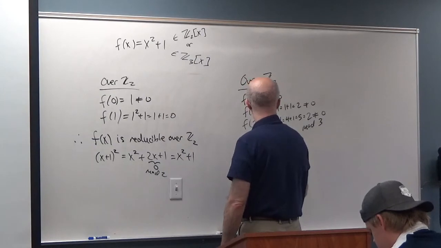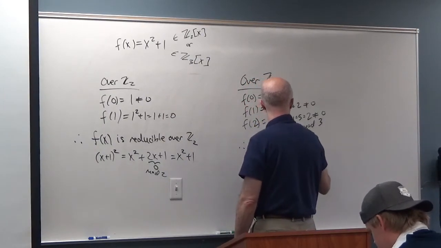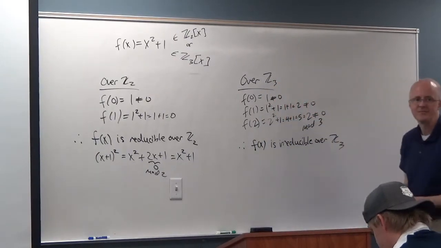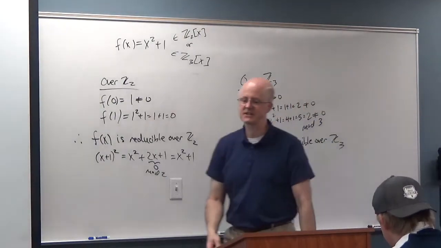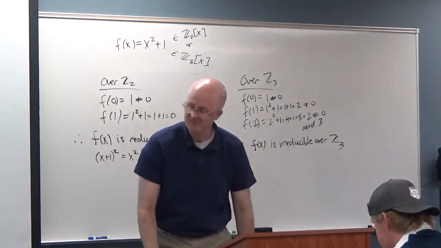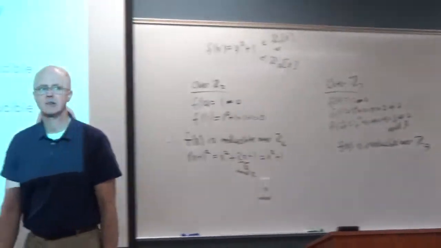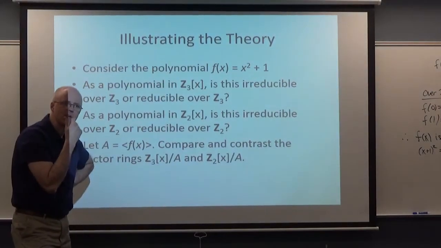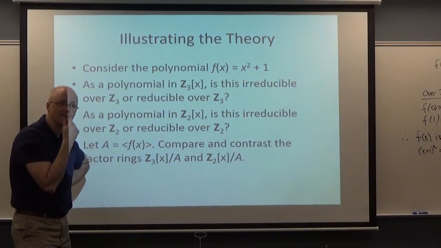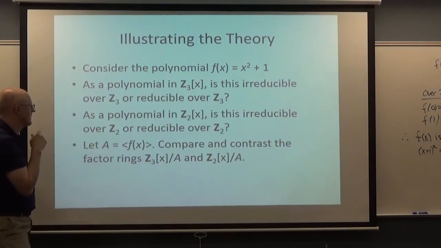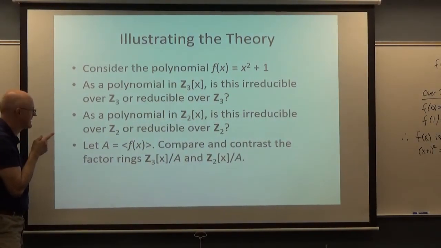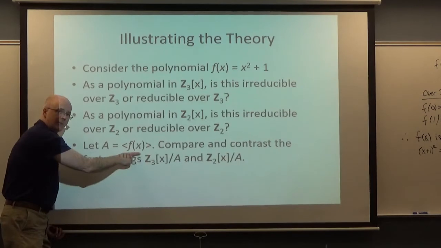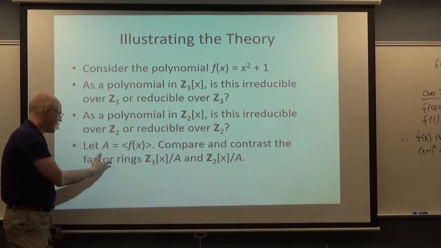Therefore, f of x by that test is irreducible over Z3. And that is actually related, this is the final thing to emphasize today, to factor rings and maximal ideals and prime ideals. We don't have time to do that. Maybe we'll have time to do a quick example calculation. Let A be the principal ideal generated by f of x in both situations. Compare and contrast these two different factor rings.